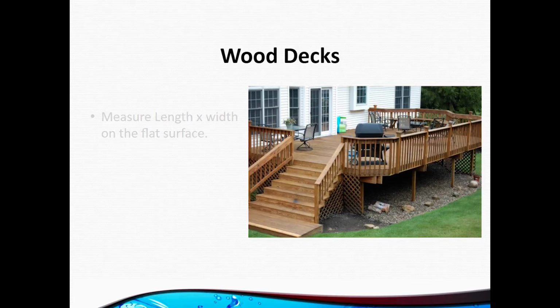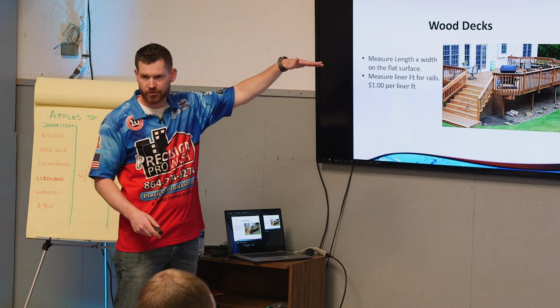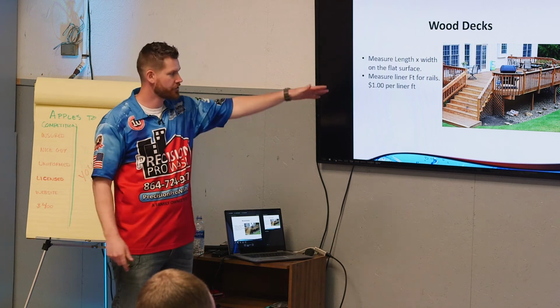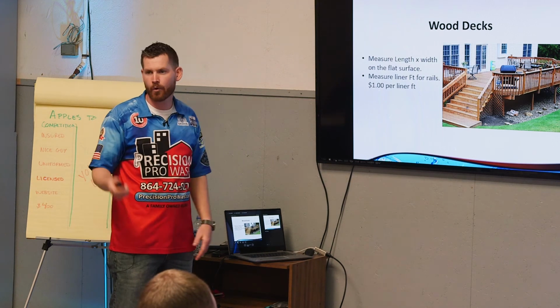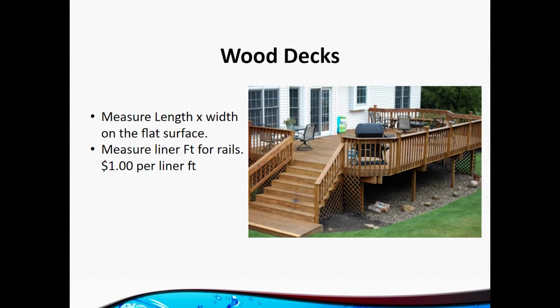And then you have your wood decks. Measure length times width on the flat surface. We talked about doing the underneath. If this was a taller deck on a 2-story and you want the underneath, just charge double. If you want to add a little bit more for the beams going across, you can do that. Then I measure linear foot for the rails. I do $1 per linear foot on the rails.